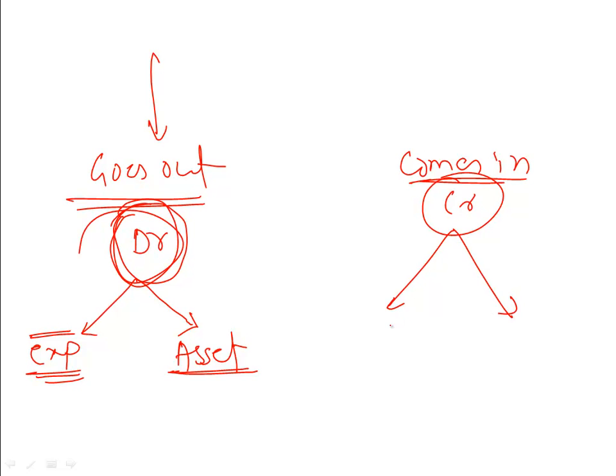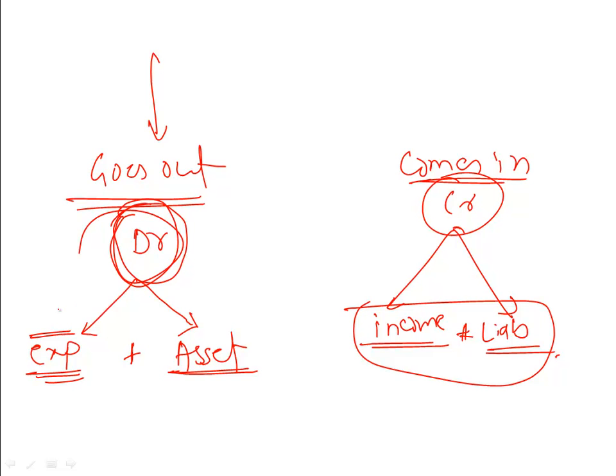When does money come in? When I earn some income, money will come in. So that's going to be a credit. Money will also come in if I take a bank loan. That means when I incur some liability, that's going to be credit. And then the total of this side and the total of this side should always be the same. So the total of debits and the total of credits is always the same.